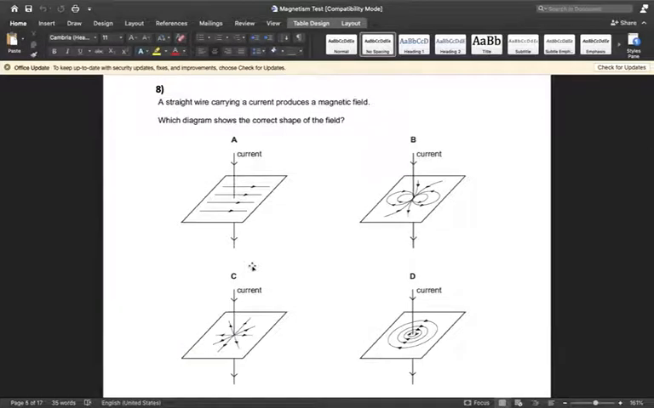Okay. Question number 8. A straight wire carrying a current produces a magnetic field. Which diagram shows the correct shape of the field? Dana, which one of the 4 diagrams shows the correct shape of the field?